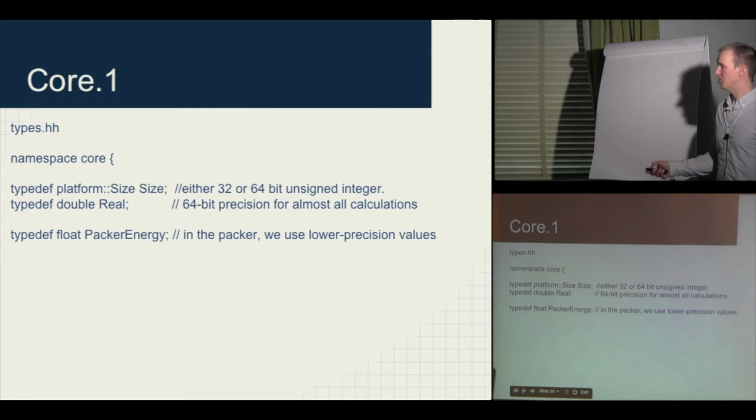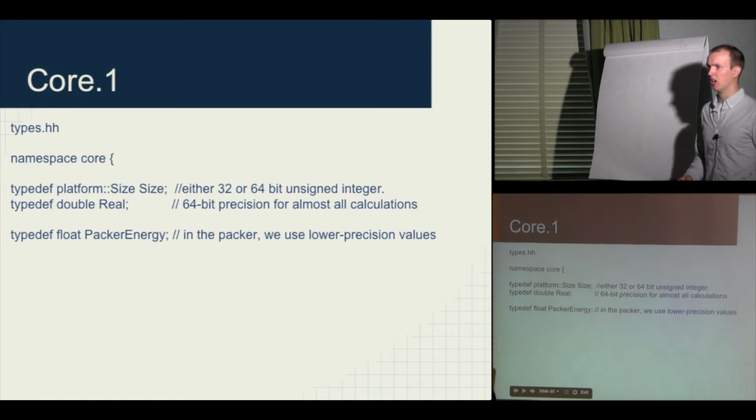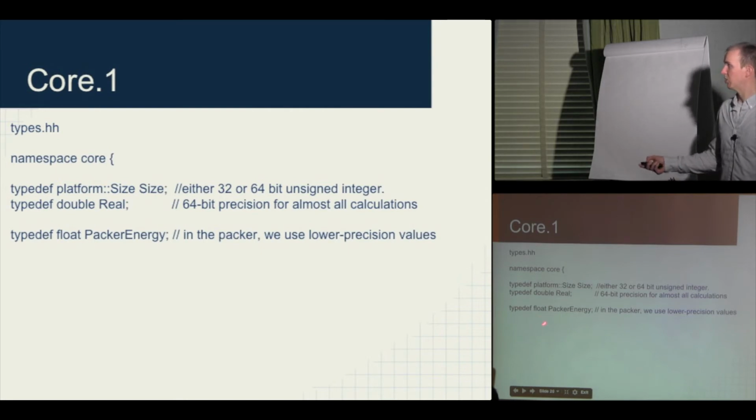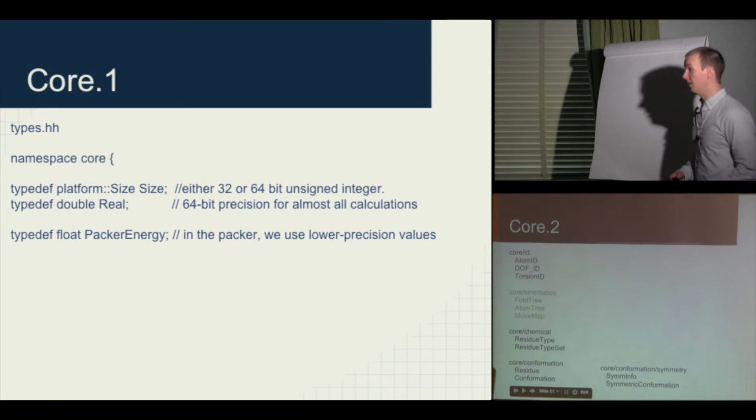One other one that's kind of useful is this packer energy. I'll talk about this one a little bit more on Friday, but basically in the packer, our energy function is low resolution enough anyways that we're not going to use double precision for it. And because memory seems to be one of the chief limitations inside the packer, it's better to use a float here than a double. Okay, so yeah, go ahead.